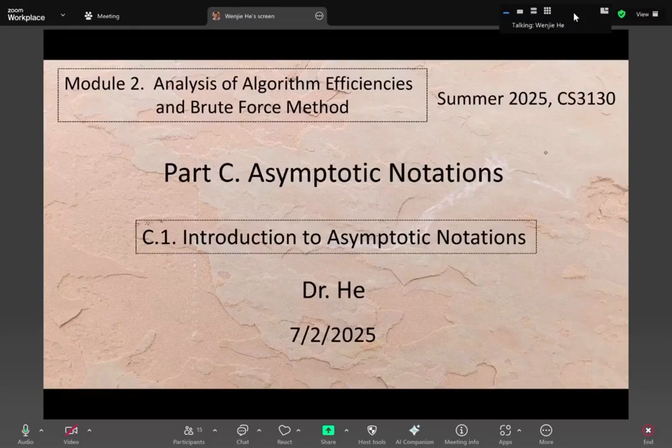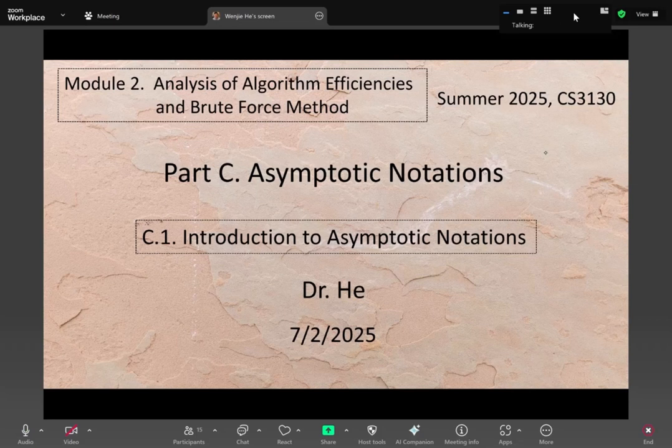Part C, asymptotic notations. This topic is very abstract. It is the most abstract topic in this class, and a little hard to understand. Only this concept is very abstract. Other than this one, all the other concepts are not that hard to understand.